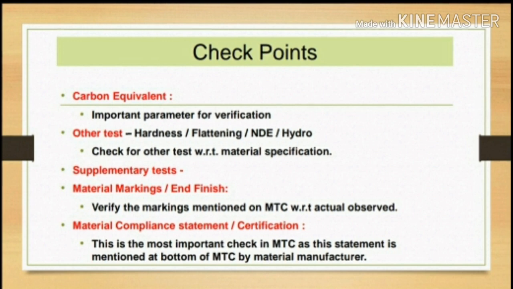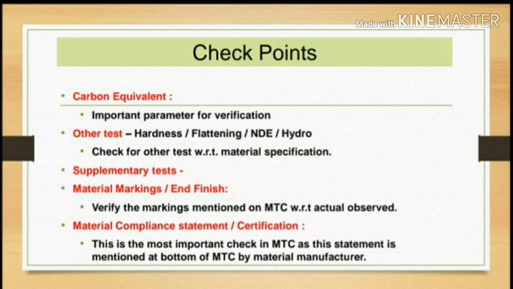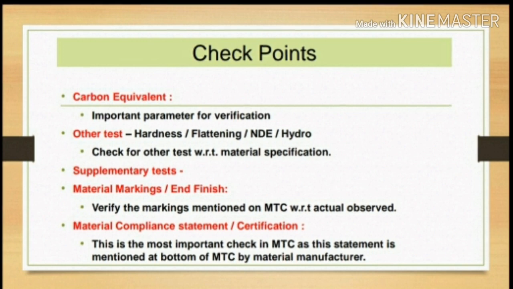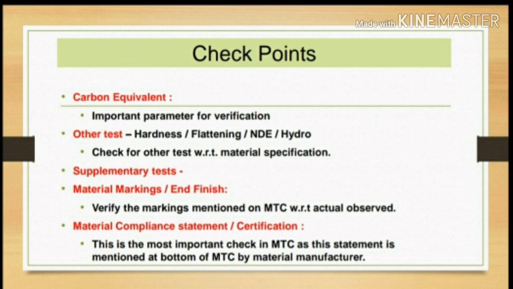There are other tests like hardness, flattening, non-destructive examination, hydro test. These tests are also conducted during the raw material manufacture. So whatever the requirements as per the material specification are given, like hardness values, flattening criteria, non-destructive examination parameters, we have to review with respect to the material spec. There are additional supplementary tests mentioned in the last section of the material spec. So whenever the client asks for a supplementary test, we have to check whether these are conducted by the manufacturer or not. If not conducted, then we have to report the same to the client for their acceptance.